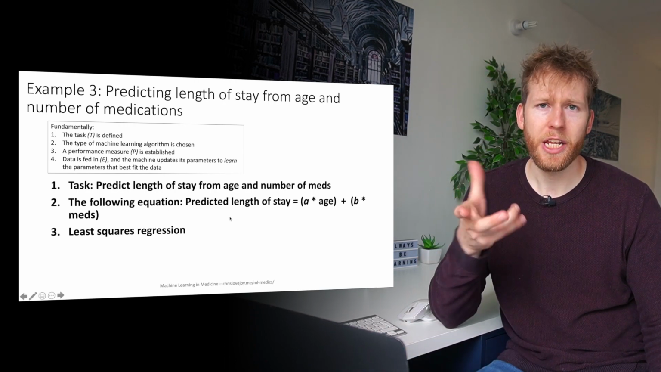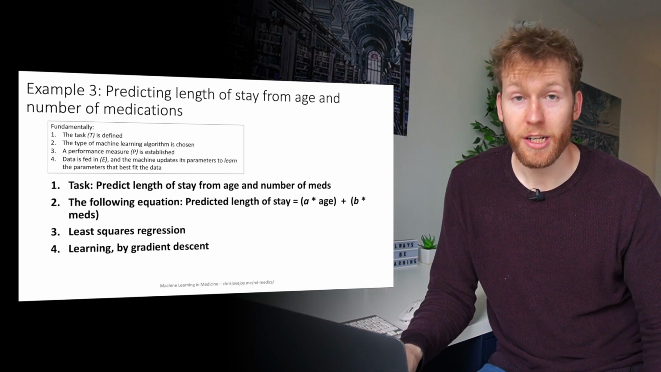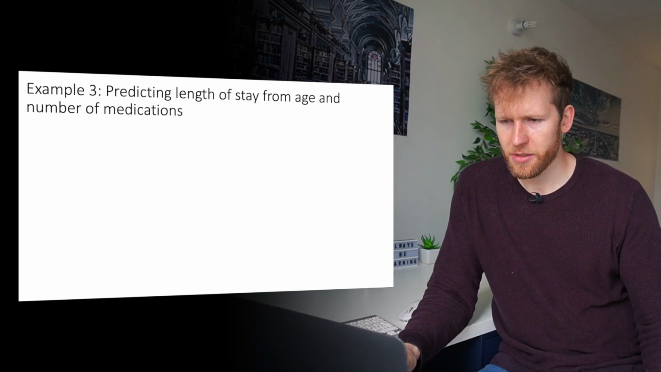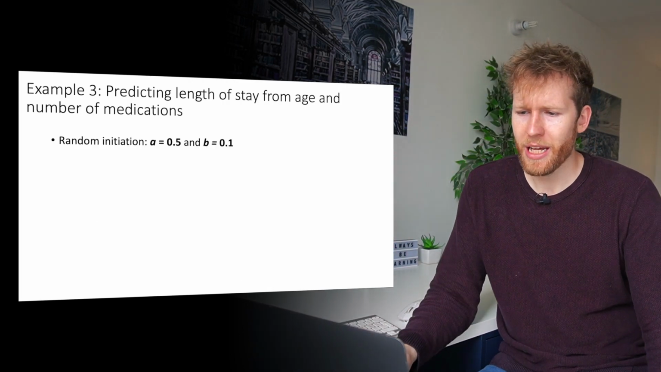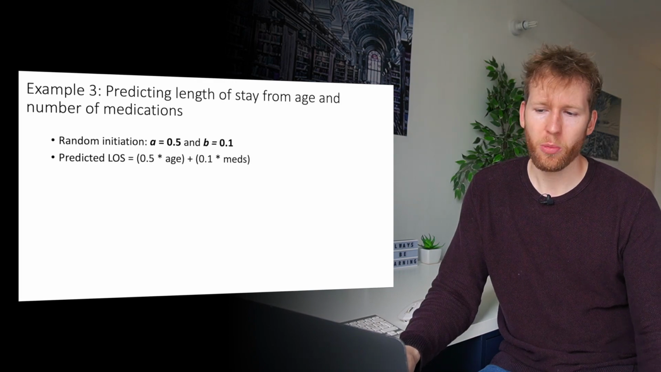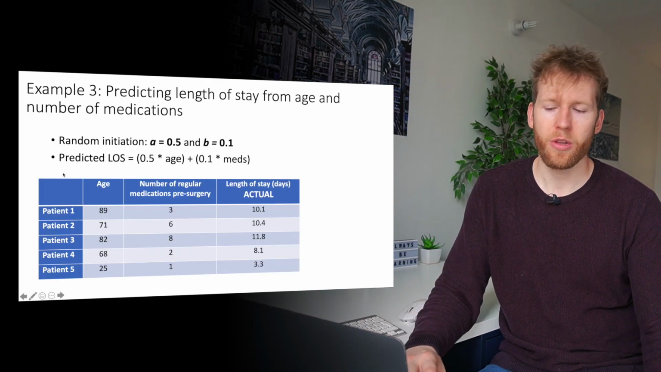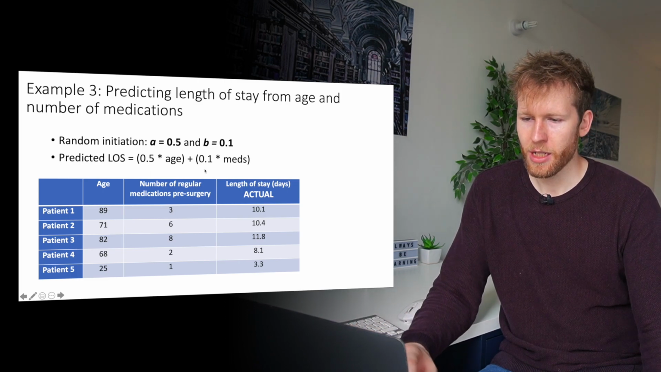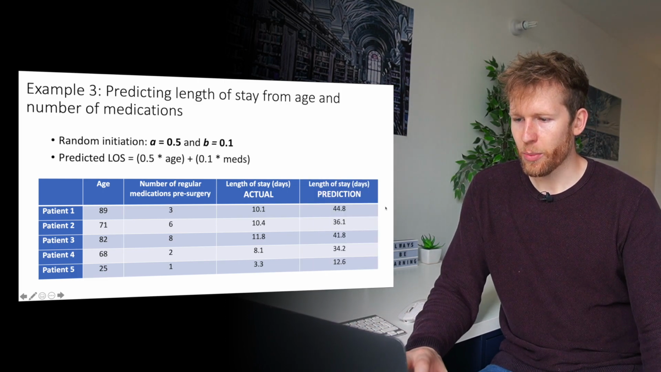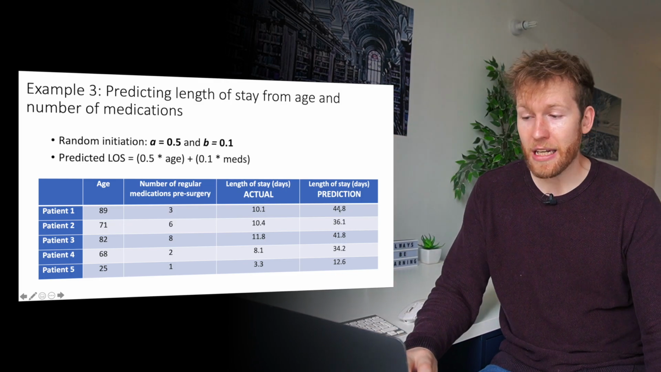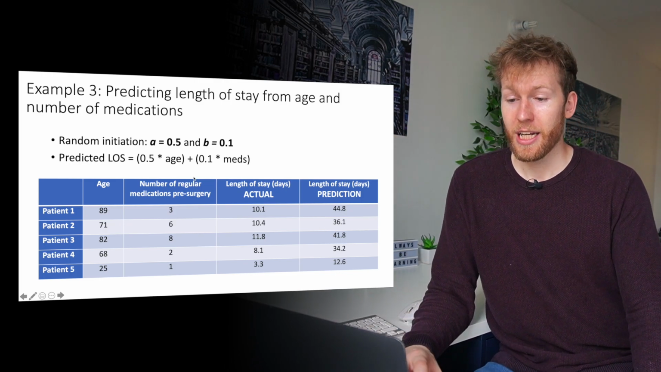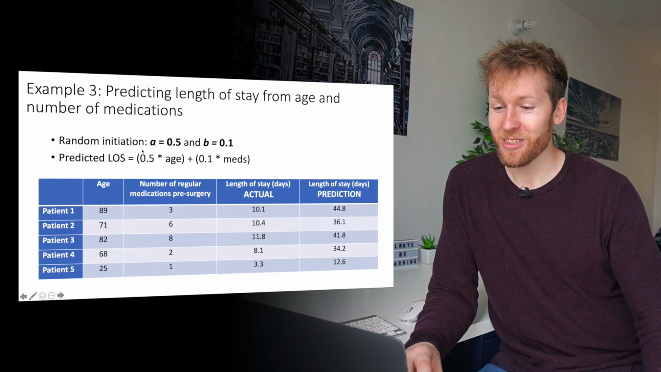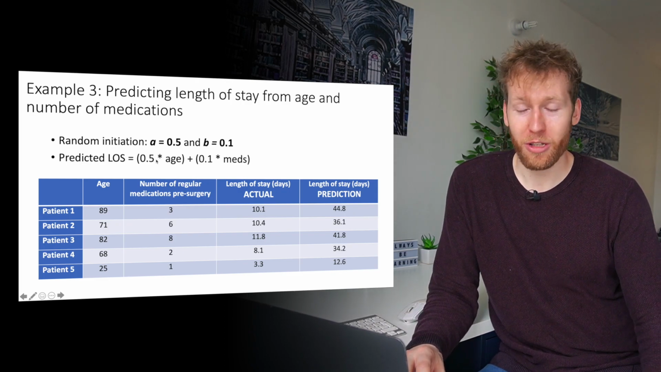We're going to again use a linear regression, and we're going to learn by using this gradient descent mechanism just to demonstrate this. So first step, take a random guess of A equals 0.5, B equals 0.1. So this algorithm predicts the length of stay as 0.5 times age plus 0.1 times meds. This is our data, and then we look at the predictions and we can see that it's doing pretty badly. All of these predictions are pretty far out. So lo and behold, this doesn't work particularly well as an algorithm, at least not yet.